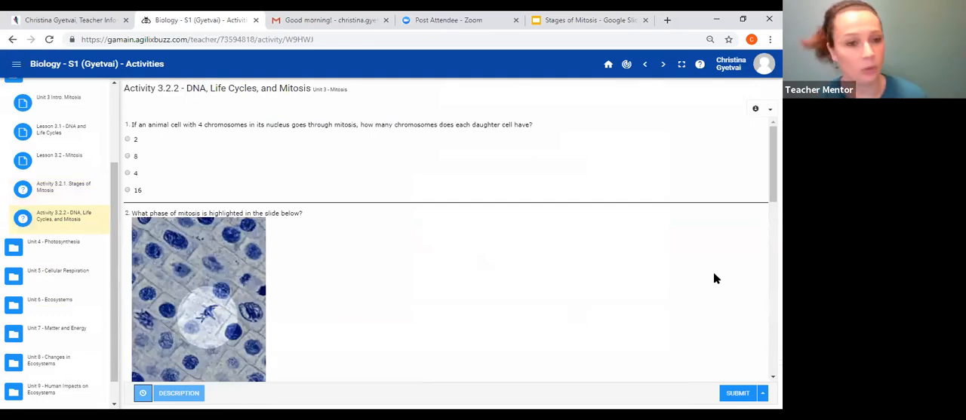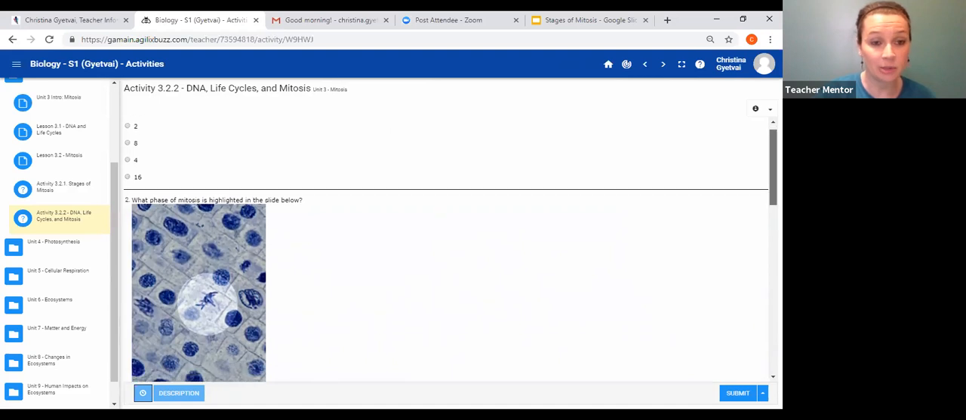All right, so we have, if an animal cell with 4 chromosomes in its nucleus goes through mitosis, how many chromosomes does each daughter cell have? 2, 8, 4, or 16? What do you think? If our daughter cells are supposed to be exact copies of our cells, and this animal cell has 4 chromosomes, then each daughter cell is going to have 4 chromosomes. So the answer would be 4.